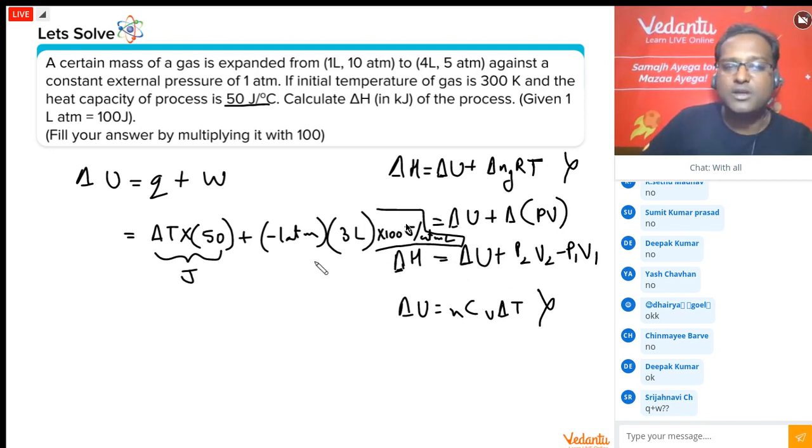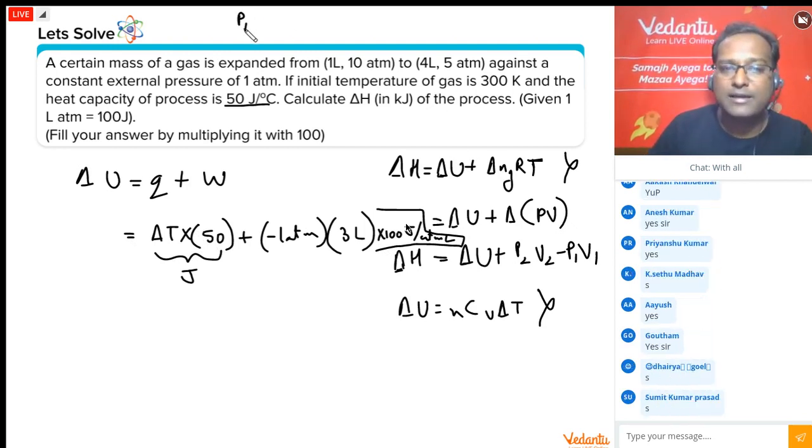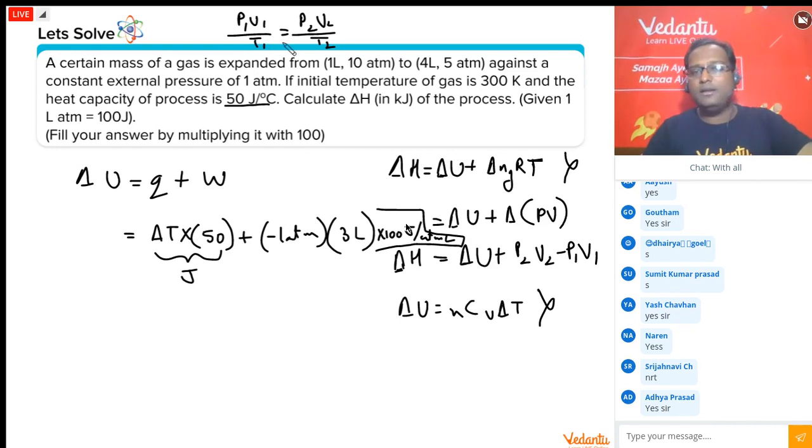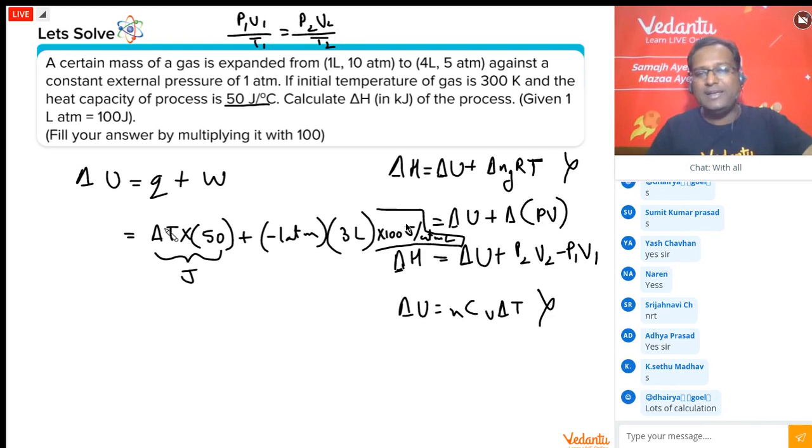Is this much understood, guys? Sir, where to get delta T from? We just know initial temperature. We don't know final temperature. You do know that P1V1 upon T1 equals P2V2 upon T2 because moles are constant. Moles are not escaping. Nowhere it is mentioned that it is leaking away. So from this, you will get the value of T2, and T2 minus T1 will give you delta T. So from here, you'll get delta U, and delta U goes here, you get delta H. Obviously, lots of calculation. It is physical chemistry. What do you expect?